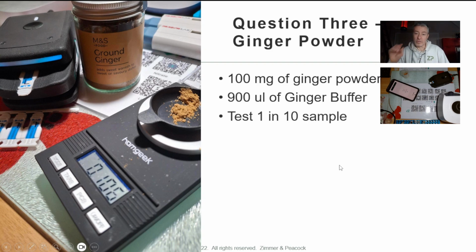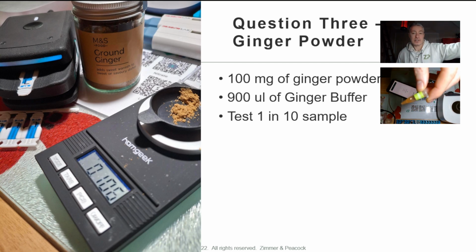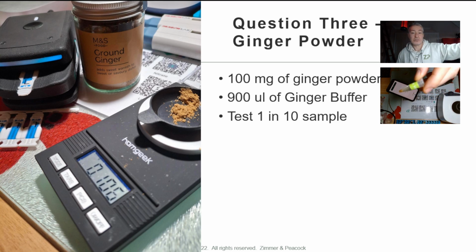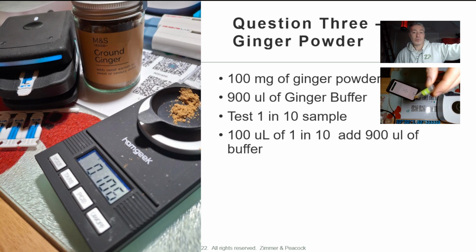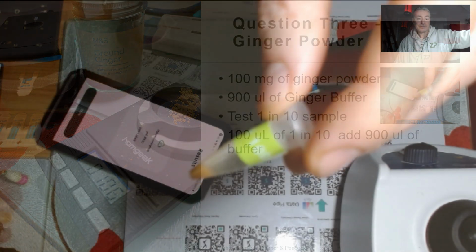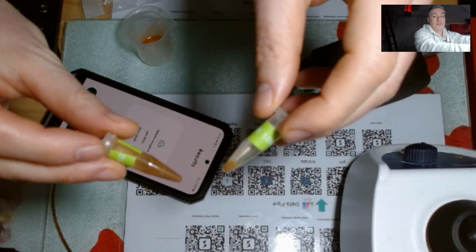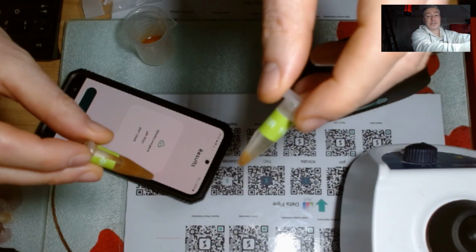So I then took that 1 in 10 sample, which was very thick with powder, if I can call that. I took 100 microliters of it and diluted it with 900 microliters of buffer. I'll just click to see what I did there. So effectively, I've gone from what's called a 1 in 10 dilution to a 1 in 100 dilution. I'll just show you what the sample looks like now. This is what the original sample looked like, 1 in 10. This is now the 1 in 100.